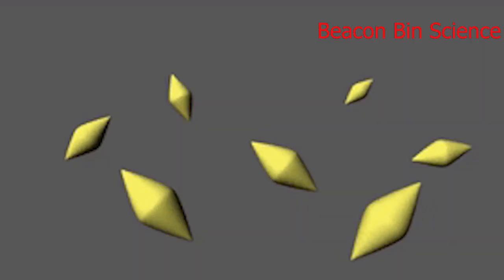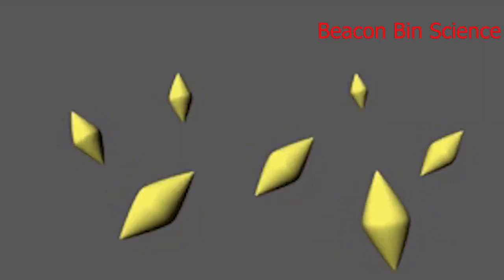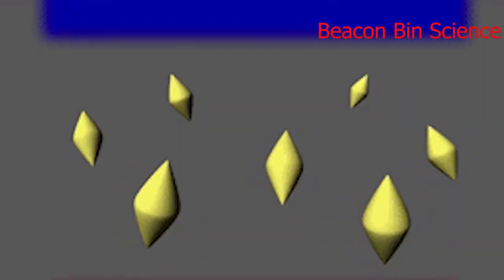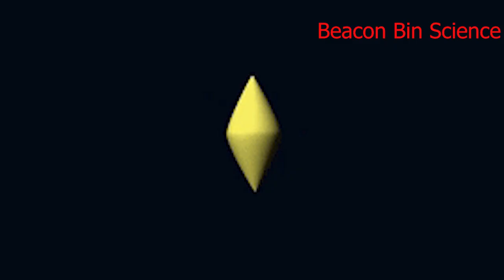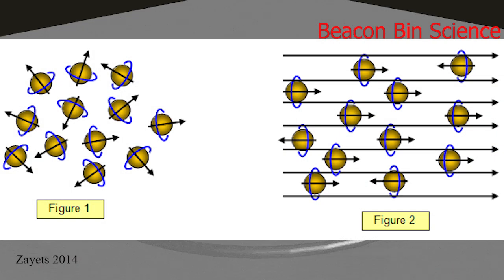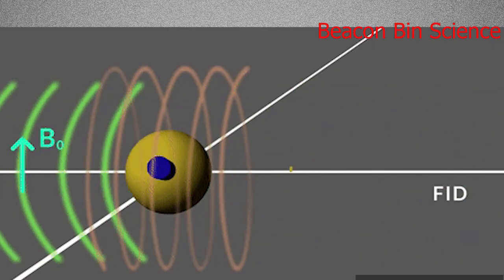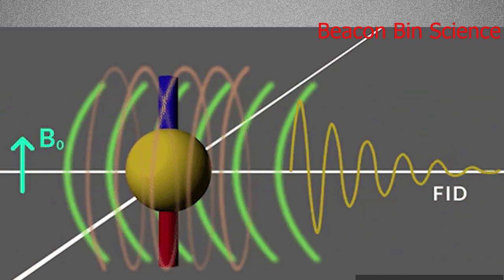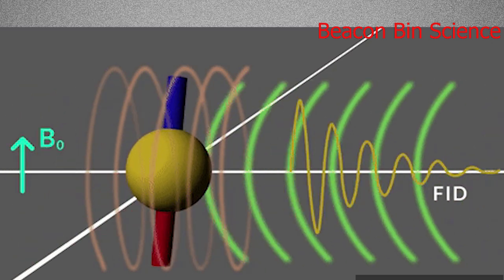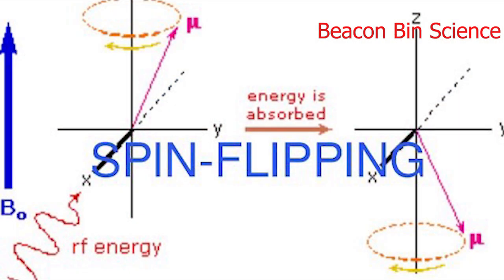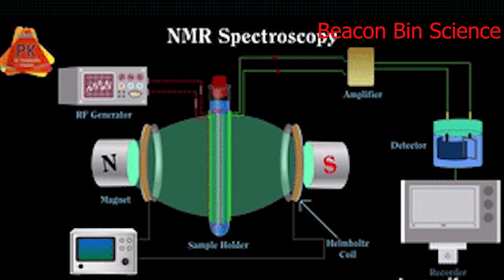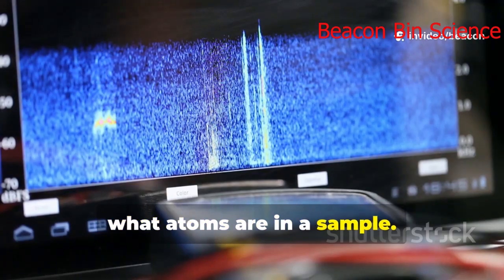Now, if I place a bunch of these spinning nuclei in a really strong magnetic field, way stronger than your fridge magnet, they all line up. Some point with the field, some against it. Think of tiny compass needles trying to align. Here's where it gets cool. Hit them with radio waves at just the right frequency. They get excited, flip orientation, like tuning into their favorite radio station. Turn the radio wave off, they relax back, and release a tiny signal. That tiny signal is what we measure in NMR, like eavesdropping on secret conversations of atoms. Pick up those signals, and you can tell what atoms are in a sample.